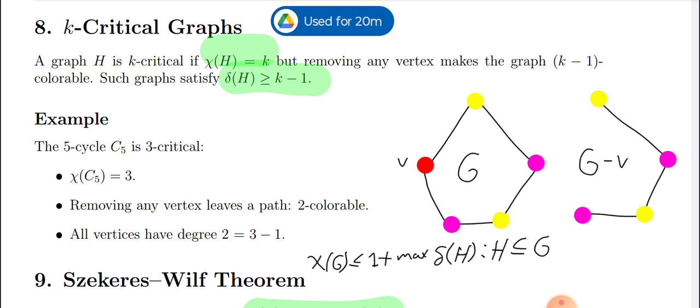The theorem states that χ ≤ 1 plus the maximum minimum degree found in any subgraph of G. Okay, say that again. The maximum of the minimums. The maximum of the minimums. It's a bit of a mouthful.